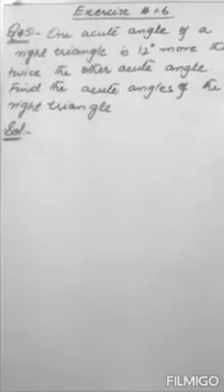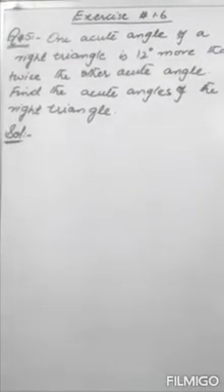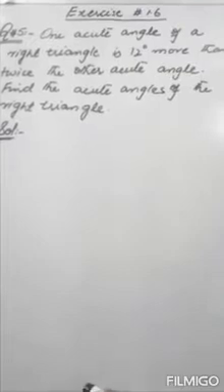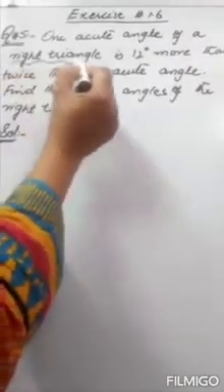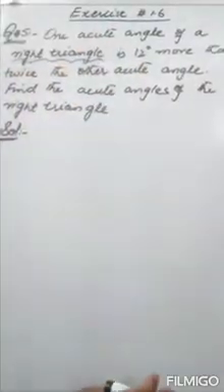Okay, next is question number 5, which is about a triangle again. First of all, again we will check the type of the triangle. What is the type of triangle in this question? This is a right triangle.